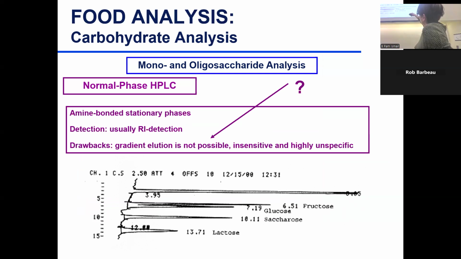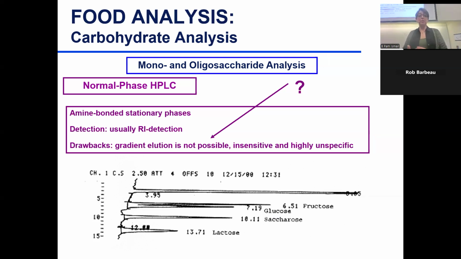Fructose, glucose, saccharose, lactose. So why does fructose come out before glucose? It's a pentose. Fructose is a pentose, glucose is a hexose. So its structure limits its interaction with the amine groups. All right.